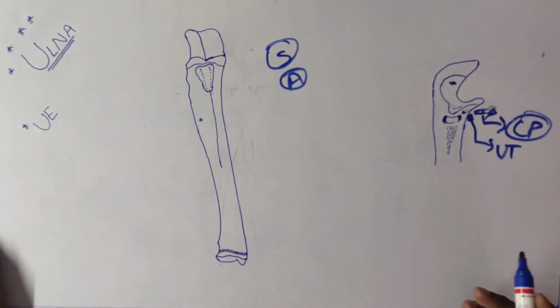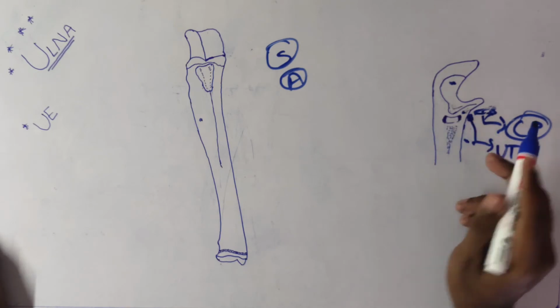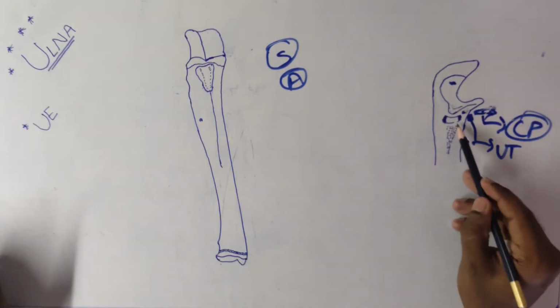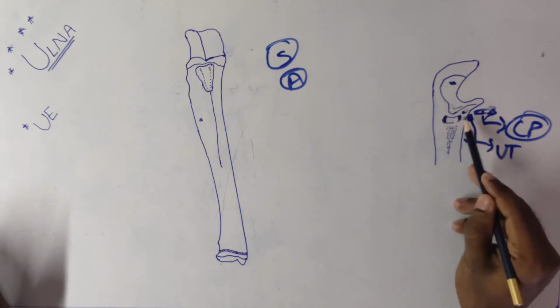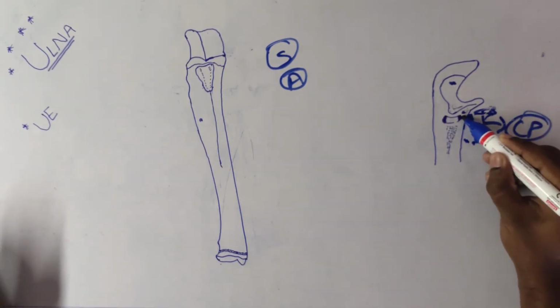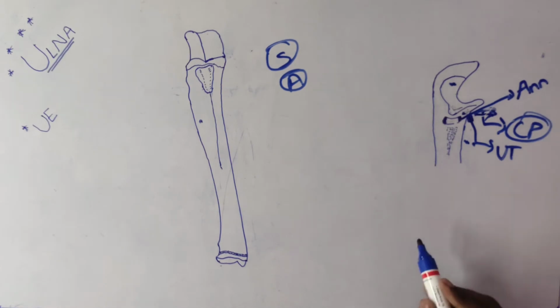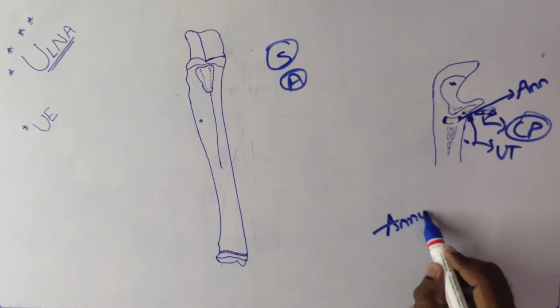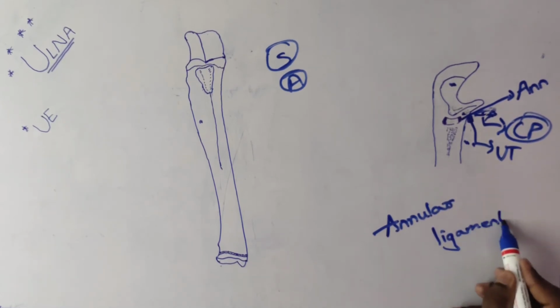Now the lateral surface. At the upper part of the lateral surface, there is the radial notch. See, this is the radial notch. The roughened, thickened part at the lateral side of the radial notch is the annular ligament. I will write it here: annular ligament.